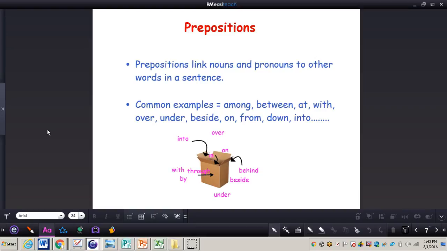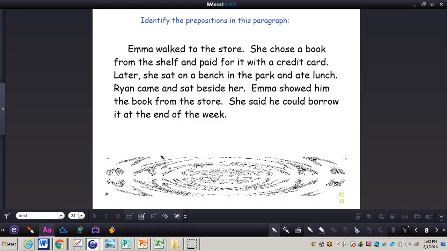Now, a lot of times you'll hear people say you can figure out what a preposition is by thinking about a box and what can be around the box. So you can be, for example, over, on, behind, beside, under, by, you can go through, into, all examples of some common prepositions. But it is important to remember that a preposition links nouns and pronouns to other words in the sentences. Let's take a look at some examples on the board here.